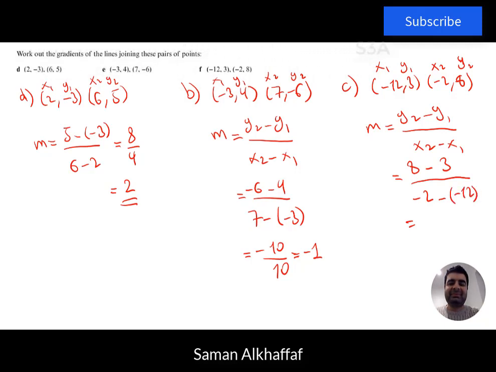So in this scenario, we would have 5 in the numerator, and we have minus 2 and plus 12, so that would give us 10. So in this scenario, we would have half as our answer.